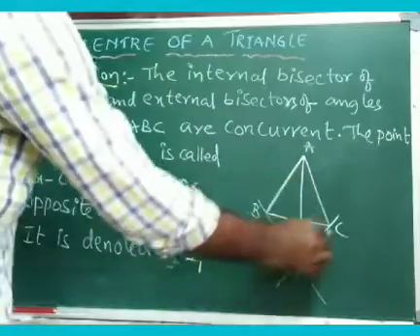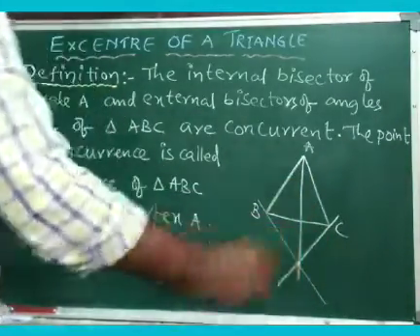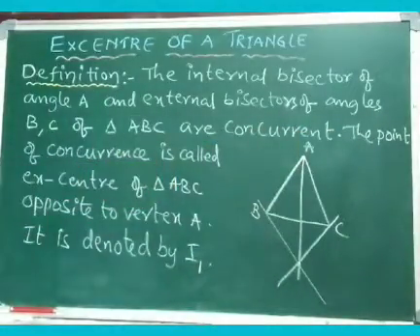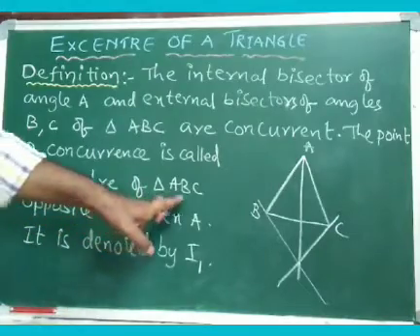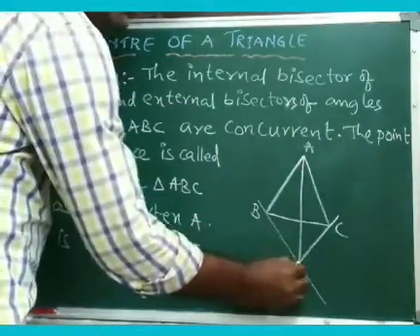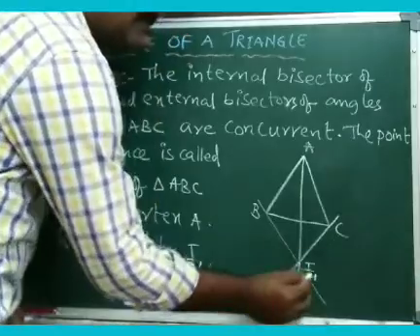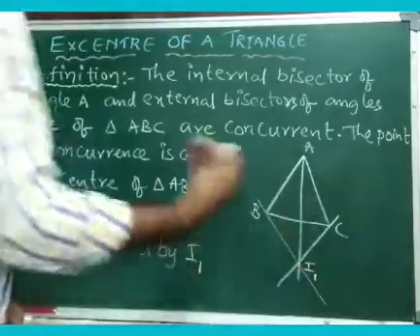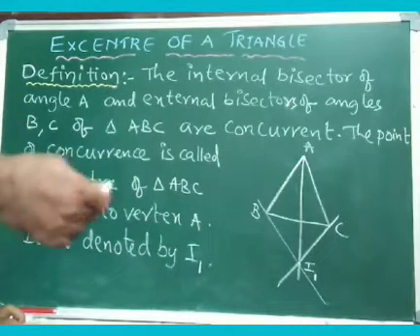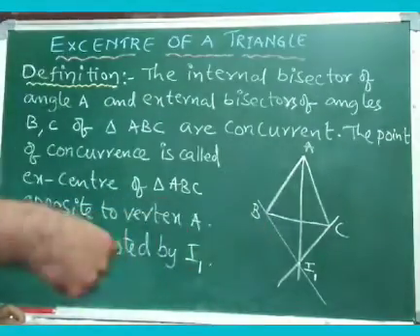Now you see these three lines meet at a point. I mean these three are concurrent lines. So the point of concurrence is called the excenter of triangle ABC opposite to vertex A. This is the excenter and it is denoted by I1. Excenter opposite to vertex A, because there exist three excenters for any triangle.